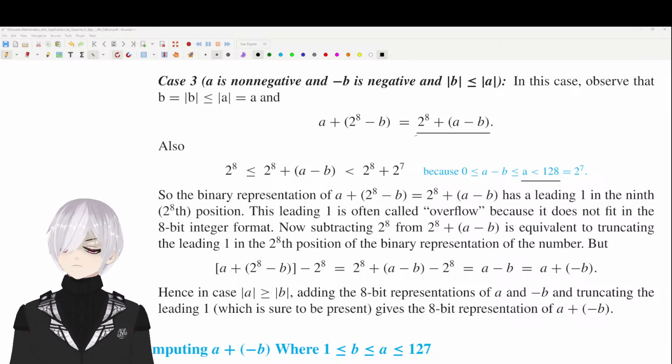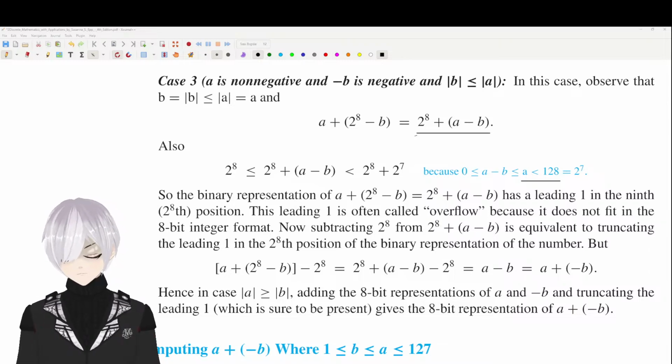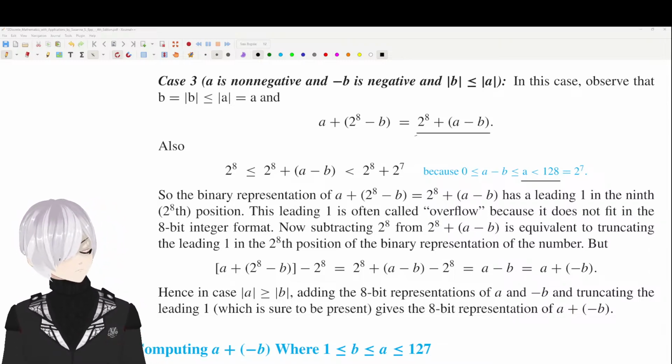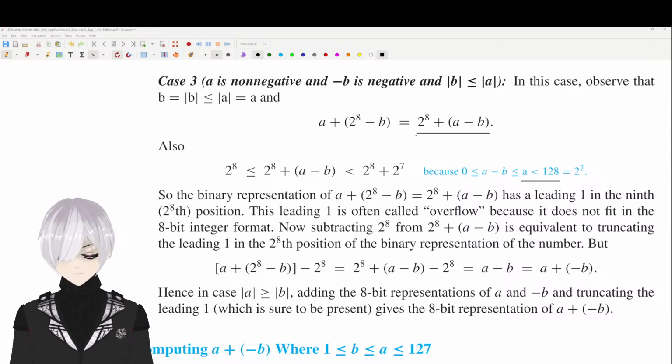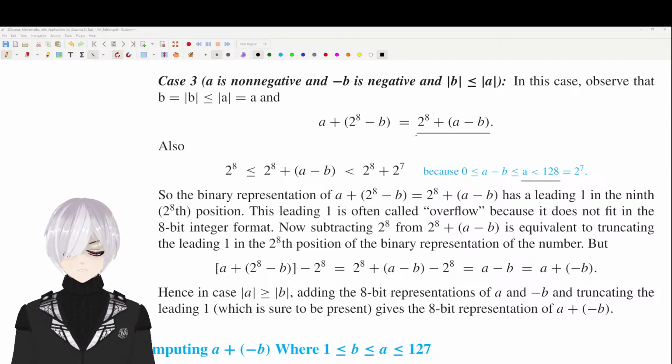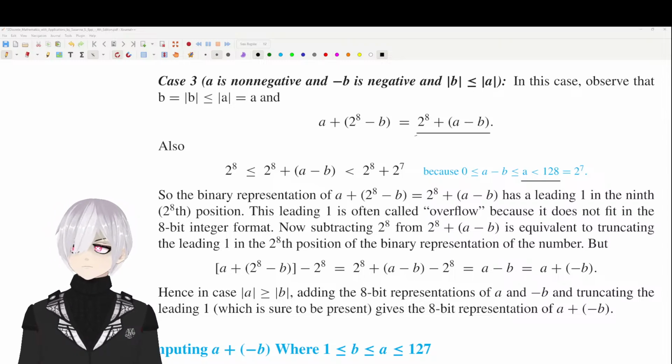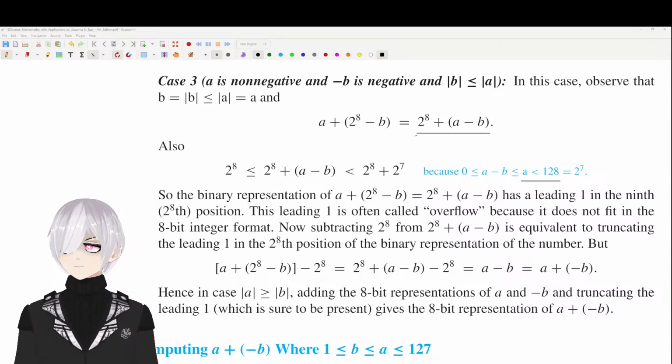Because a binary representation in decimal is equal to adding up all the powers of 2 that correspond to 1s in the binary representation. So if you have a 1 in the 2 to the eighth position, the number in decimal would be 2 to the eighth plus some other powers of 2. So getting rid of the 1 in the 2 to the eighth position is the same as subtracting 2 to the eighth. So yeah, we have a plus negative b.